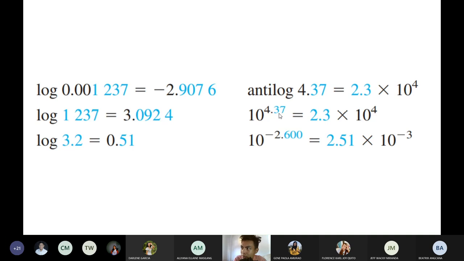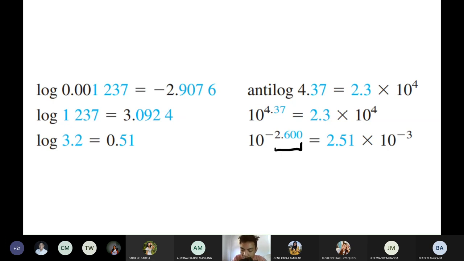Okay, so my mantissa contains two sig figs. That means my final answer should be written in two sig figs. And then another example would be this one, 10 raised to negative 2.600. Okay, how many sig figs do I have here? I have three sig figs now.